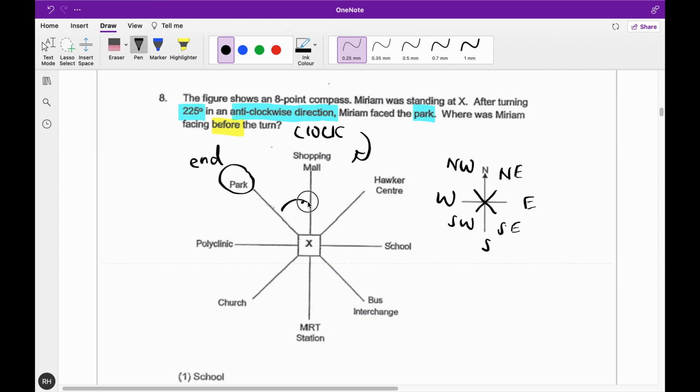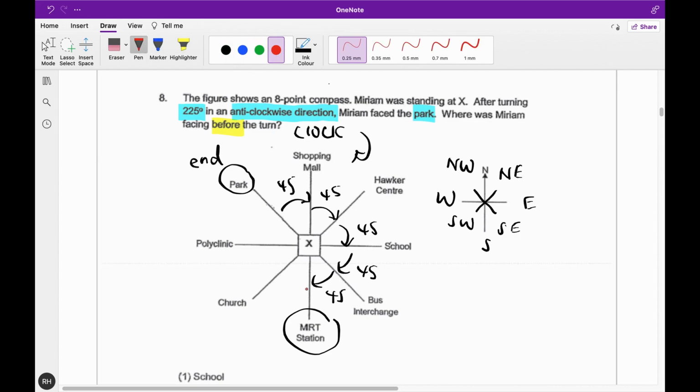So from here to here, this is 45 degrees. Here to here is 45. That will be 90. And then another 45, another 45. 90 plus 90 will be 180. And then another 45 will give us 225. Okay, so we'll know which direction Miriam was facing at the MRT station before the turn.